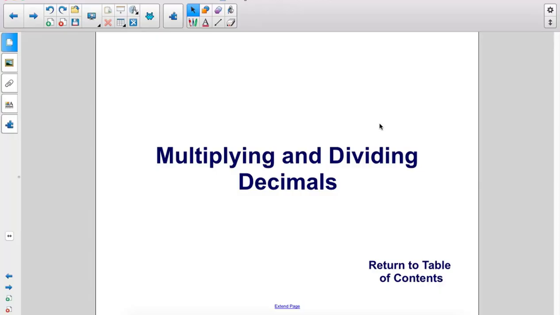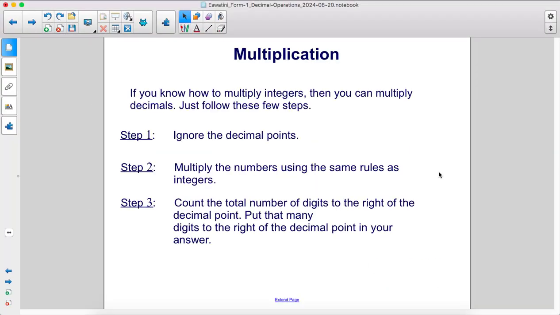Multiplying and dividing decimals. If you know how to multiply integers, then you can multiply decimals. Just follow these few steps. Step 1. Ignore the decimal points. Step 2. Multiply the numbers using the same rules as integers. And step 3. Count the total number of digits to the right of the decimal point. Put that many digits to the right of the decimal point in your answer.